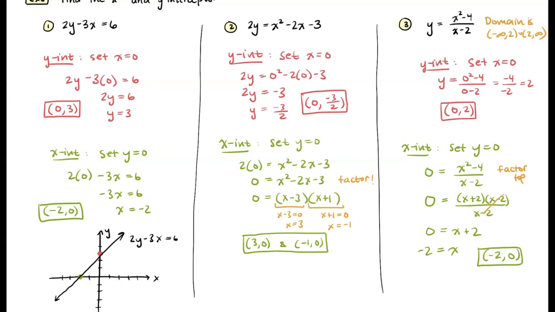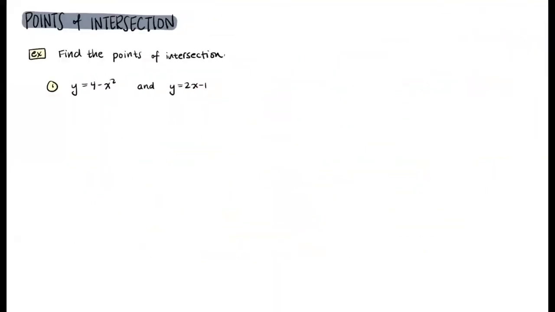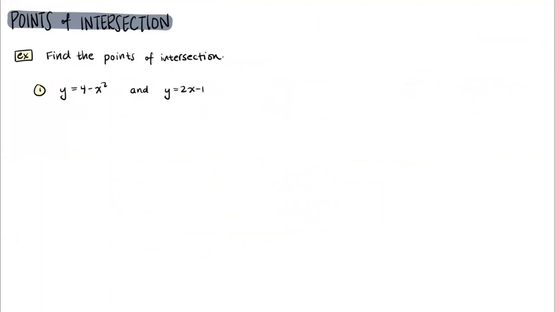One last topic in this section 1.2, and that is about points of intersection. This is exactly what it sounds like. It is where two graphs meet each other, or cross, or go through the same point on the graph, so it's going to be a point like x comma y. So they have the same coordinate at that point.